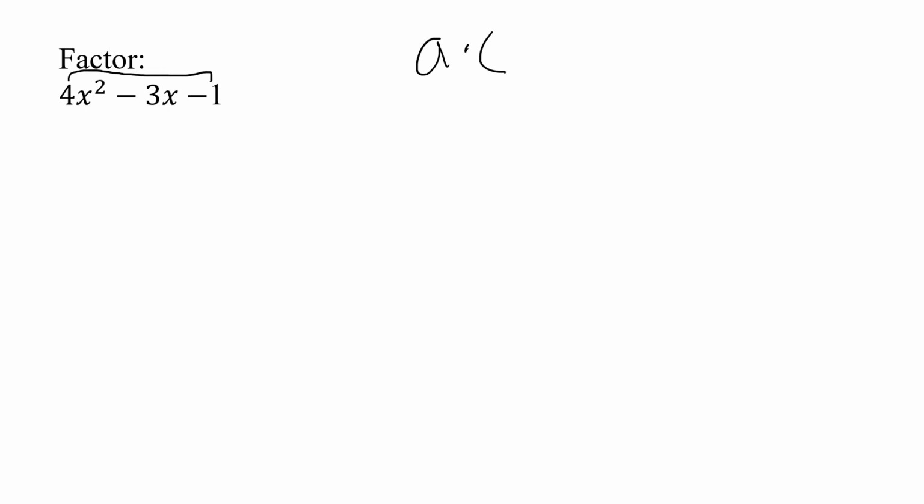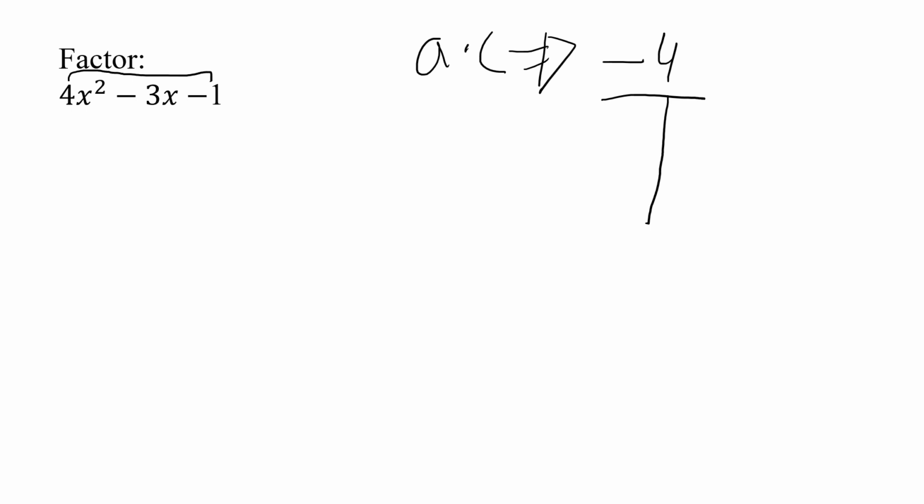So what we're going to do is multiply these. We get 4 times negative 1, which becomes negative 4. And we have to find two numbers which are factors of negative 4. They multiply to be negative 4, because that's AC, and they need to add to be B. B, of course, is negative 3. So we need to multiply to be negative 4 and add to be negative 3.